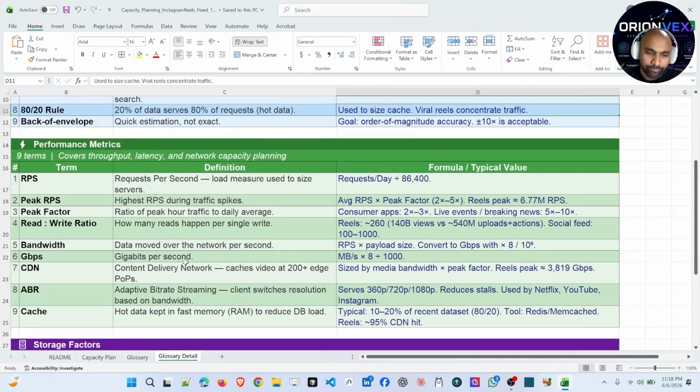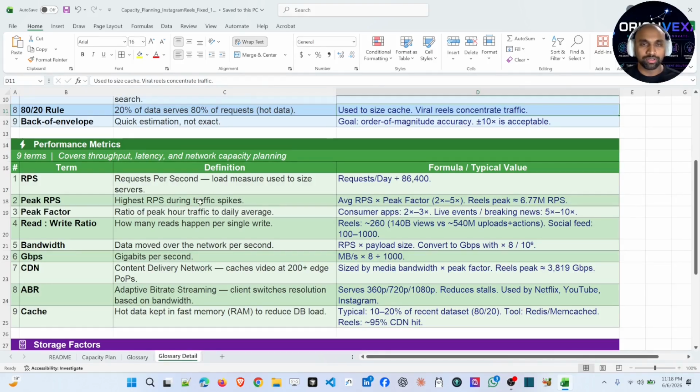Next is the performance metrics. We can calculate the performance based on these parameters. One is the RPS, which is divided into read RPS, write RPS, and total RPS. Requests per second is requests per day divided by 86,400. For peak RPS, we have the peak factor, usually 3 times. We consider 3 times the requests per second, and that gives the peak requests per second.